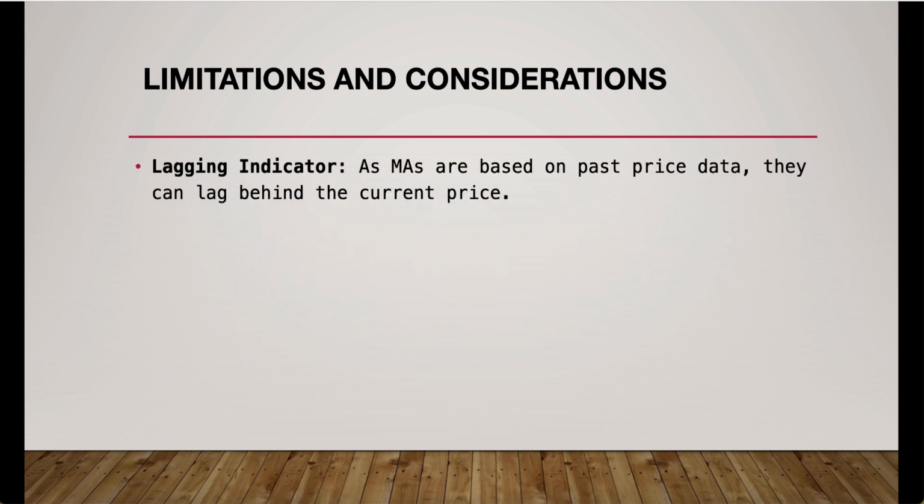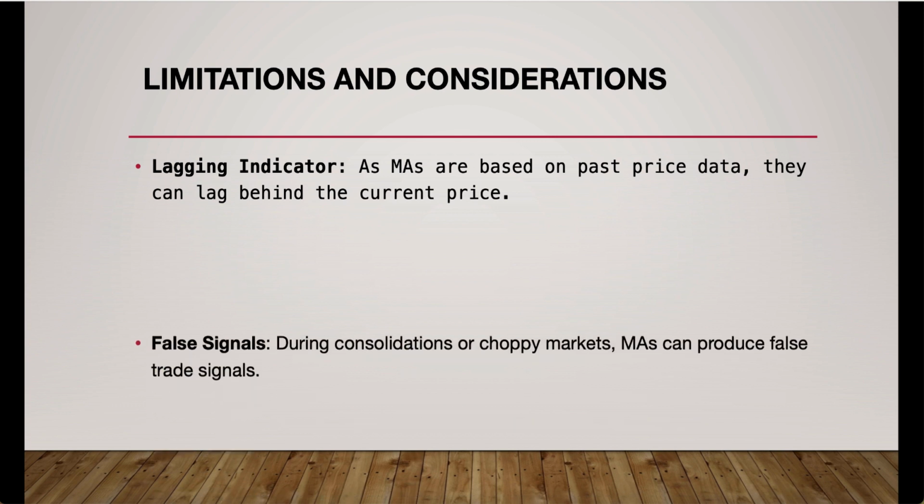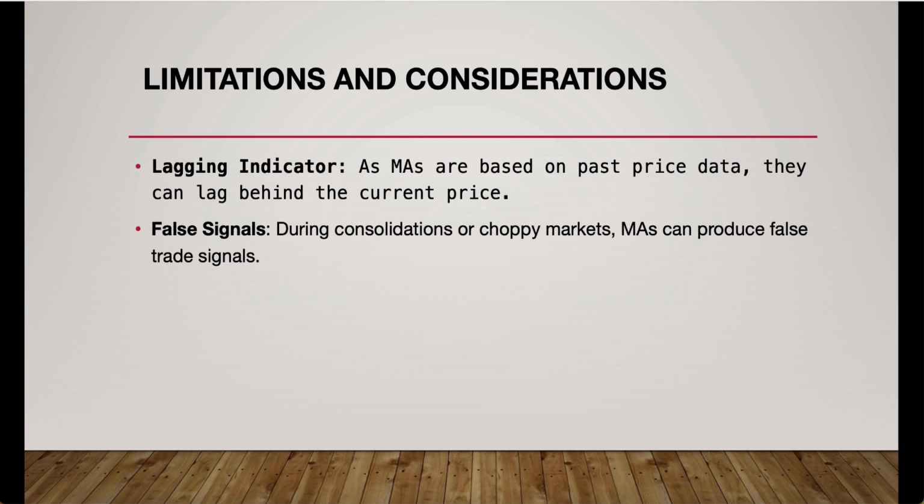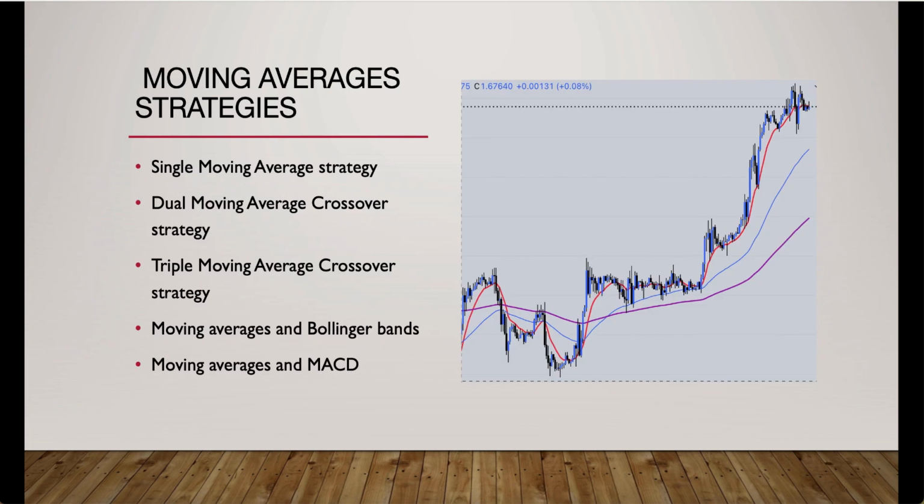Limitations and considerations with moving averages, guys: they're based on past price data, so they can be a bit lagging and behind the current price, so you need to understand that. Sometimes they can also give you false signals. Like I was saying, if the moving average is stuck within the price, don't fall for that trap, because that's a range. We need to have them clear, like I was showing you before. This is clear, but that's a range, guys. You need to avoid that at all costs.